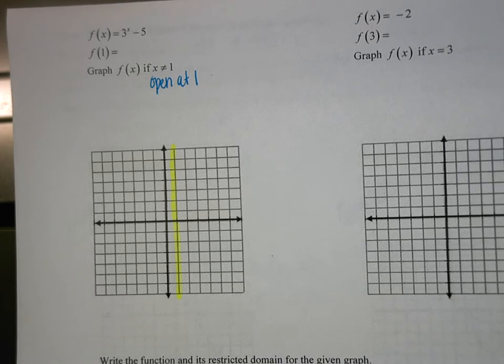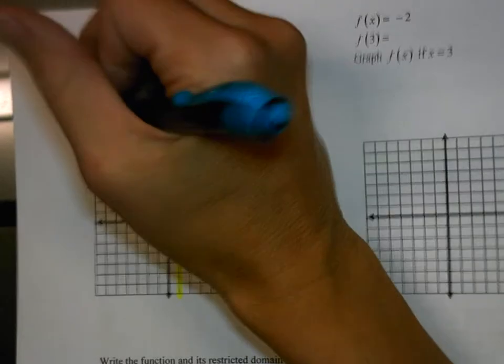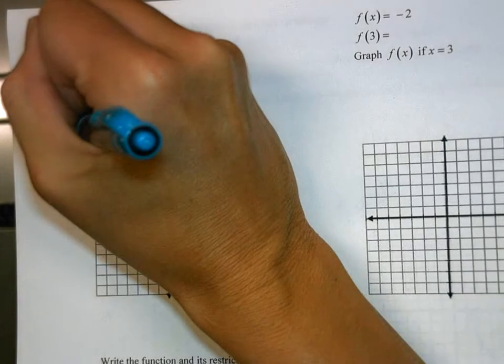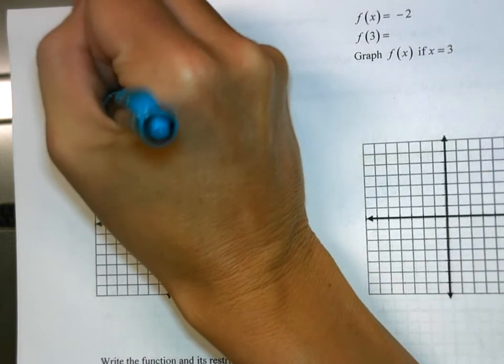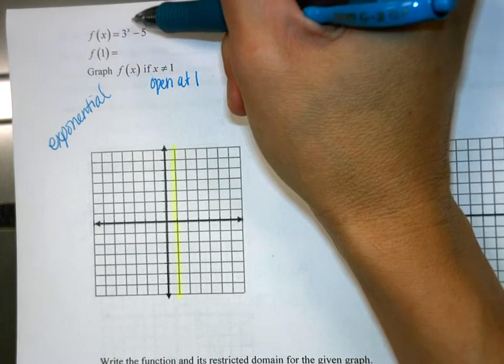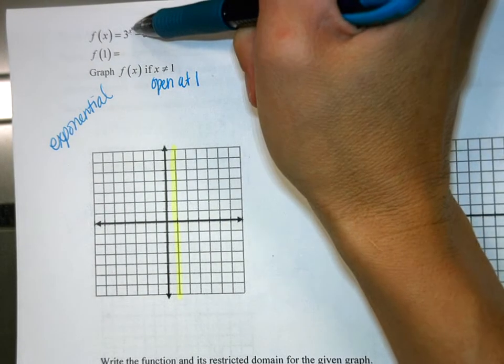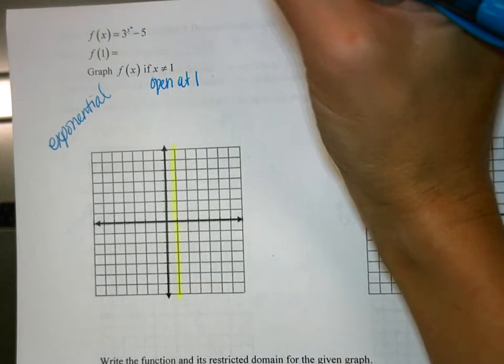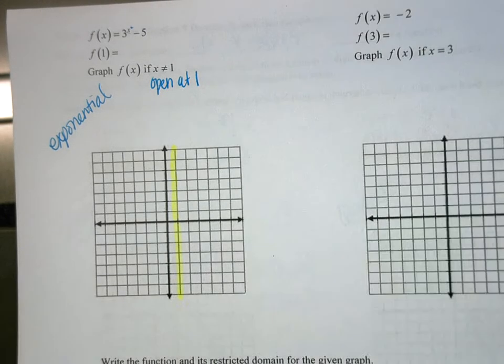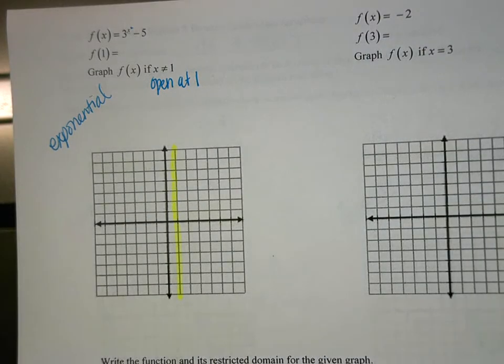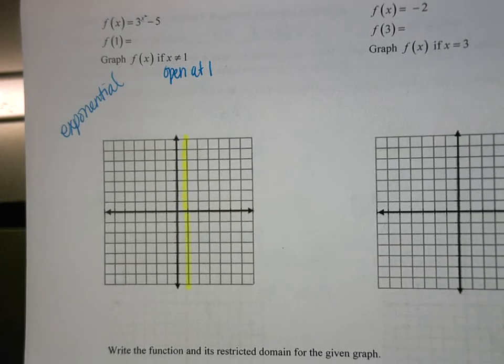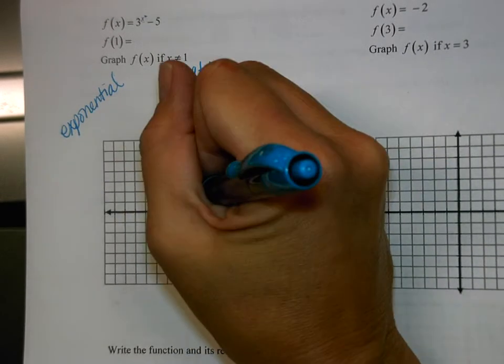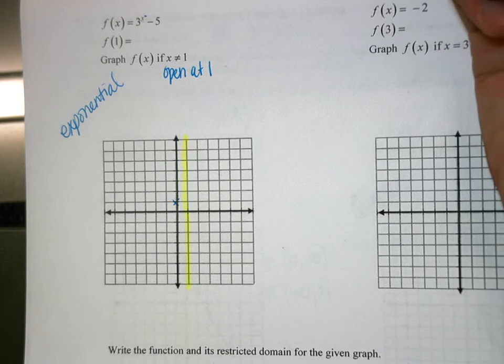What type of graph is this going to make? Very good. Exponential is correct. We know it's exponential because there is an x in the exponent. Okay, our starting point for exponential functions is always at what? 0, 1. So we always mark an x at 0, 1 because we don't know if that's actually going to be a point yet.